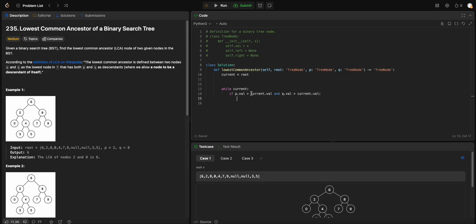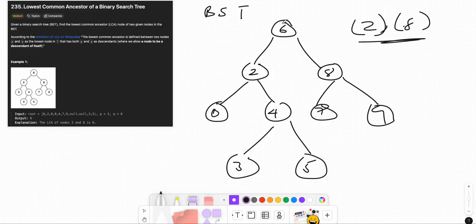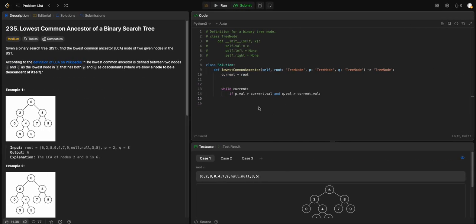So if both p and q are bigger, it means the lowest common ancestor is on the right side, so we push current to the right side. Both p.val and q.val are bigger, so we move to the right: current equals current.right.